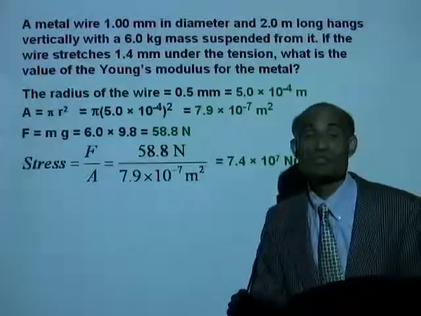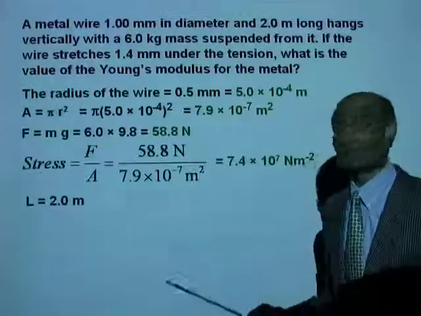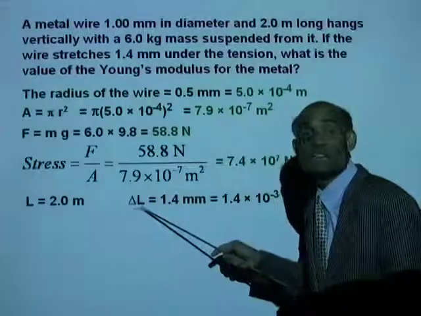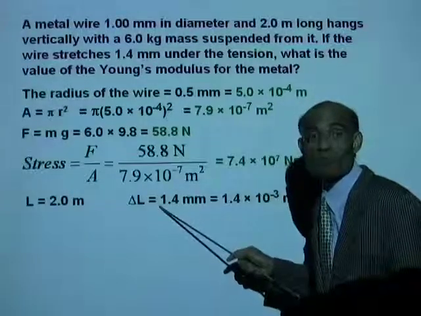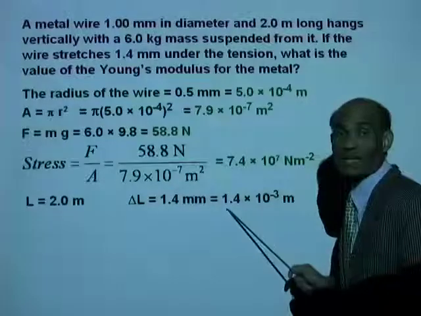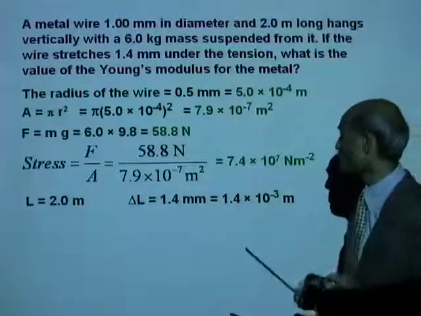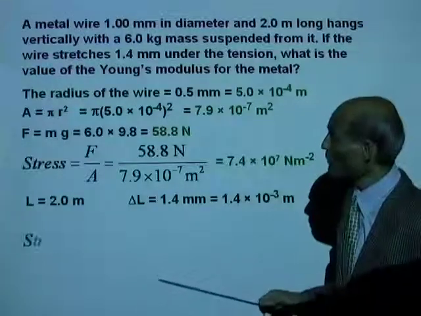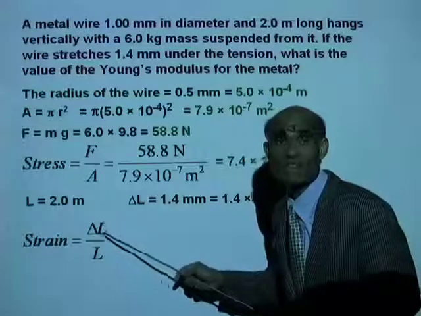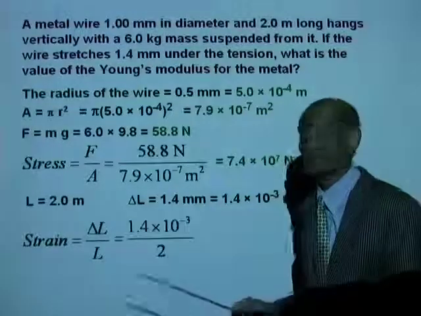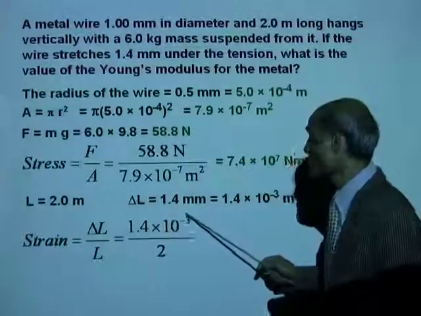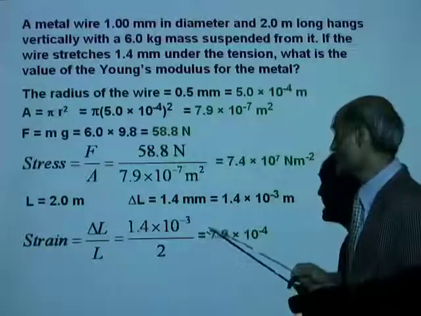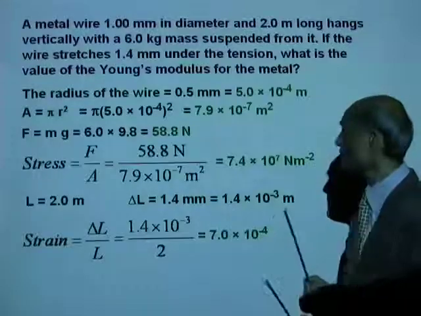We now need to obtain the strain. The original length is 2 meter. The increase in length is 1.4 millimeter. Convert that to meters, 1.4 times 10 to the negative 3 meter. Therefore, the strain is delta L divided by L. That is 1.4 times 10 to the negative 3 divided by 2. That is 7 times 10 to the negative 4.